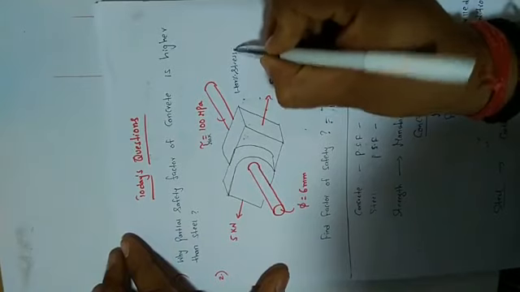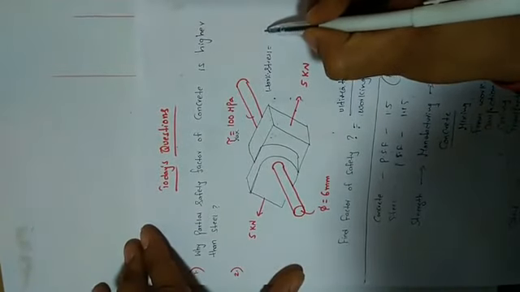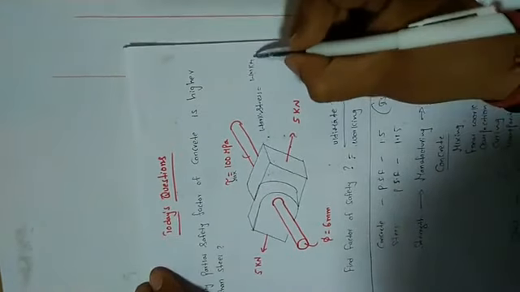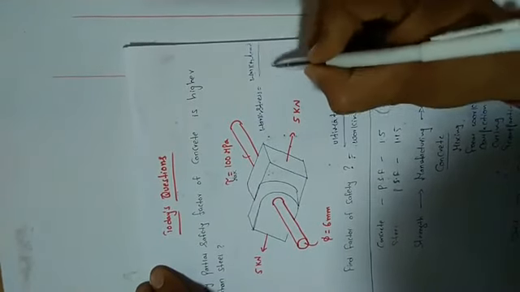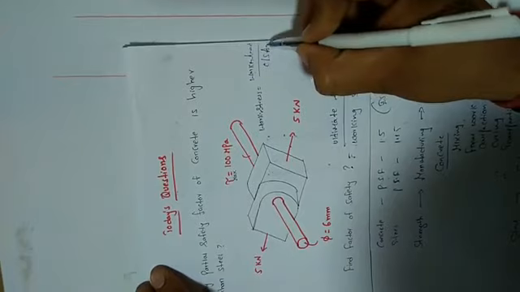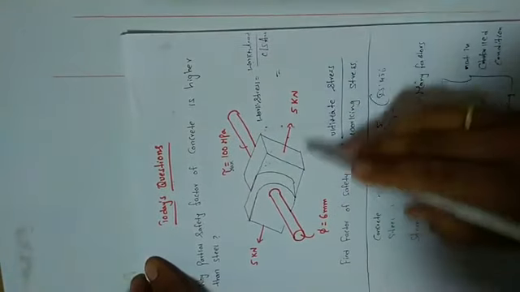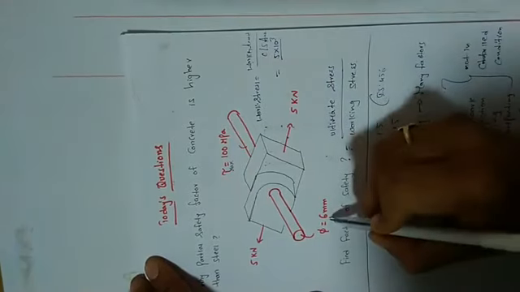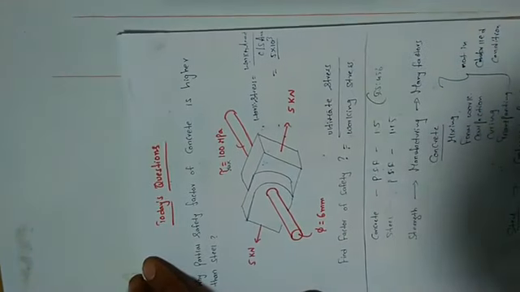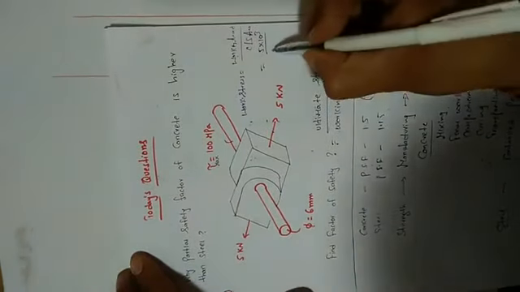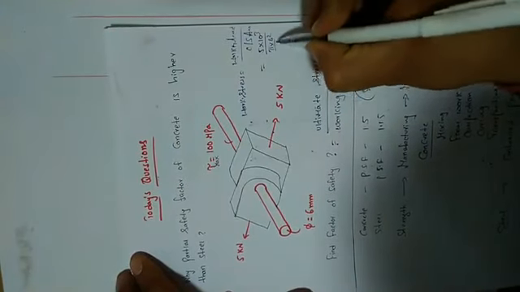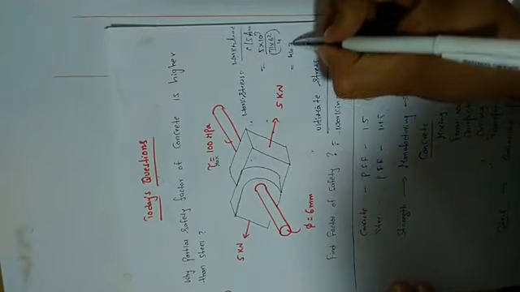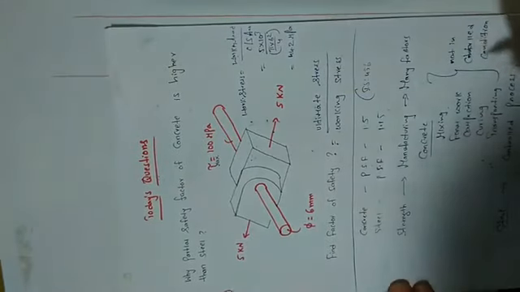How do you calculate working stress? Working stress is equal to working load by cross sectional area. So what is your working load? Working load is 5 kilonewton. What is your cross sectional area? As the diameter of the rod is 6 mm, the cross sectional area is pi into 6 square by 4. And what is your answer? Which is 44.2 MPa. Right?